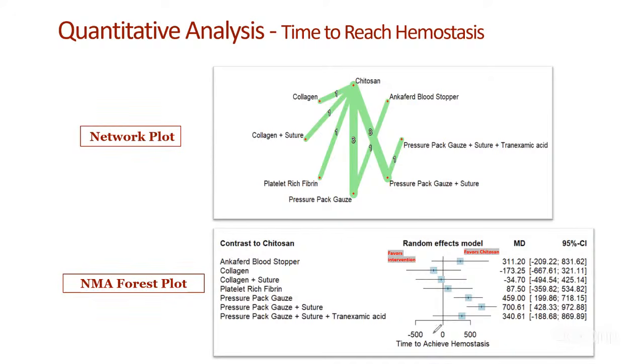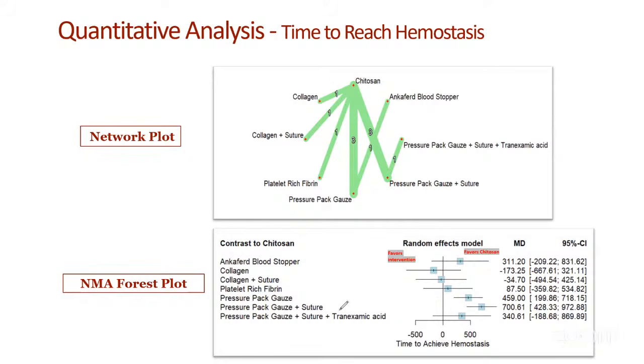And this is the first plot using a random effect model, where all these interventions have been compared to the chitosan. So basically, if you look here, the collagen and collagen with suture have a lower time to reach hemostasis compared to the chitosan. So basically, they produce hemostasis quicker than the chitosan. You can interpret that from the negative values here.